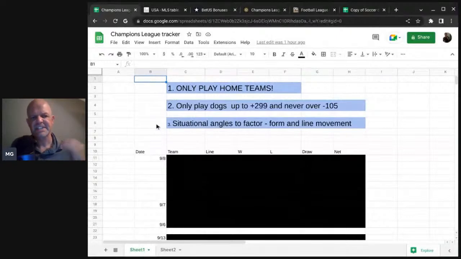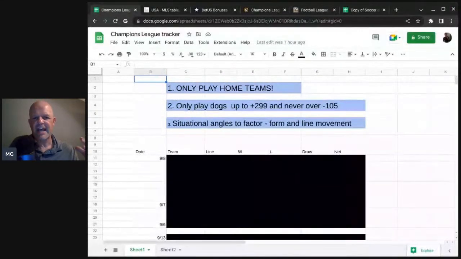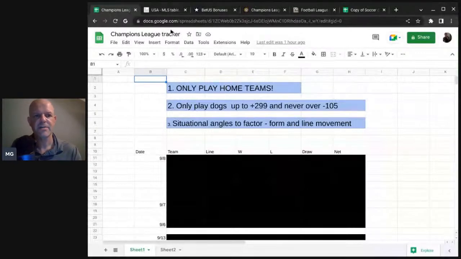Okay, so this is a criterion-based model. And what we mean by a criterion-based model is that we don't really have a line or stats. It's a criteria. We have 3 criteria, or mainly 2 criteria that we're going to focus on. The very first one is home teams. We're only going to play or look at or handicap home teams, and here's why.